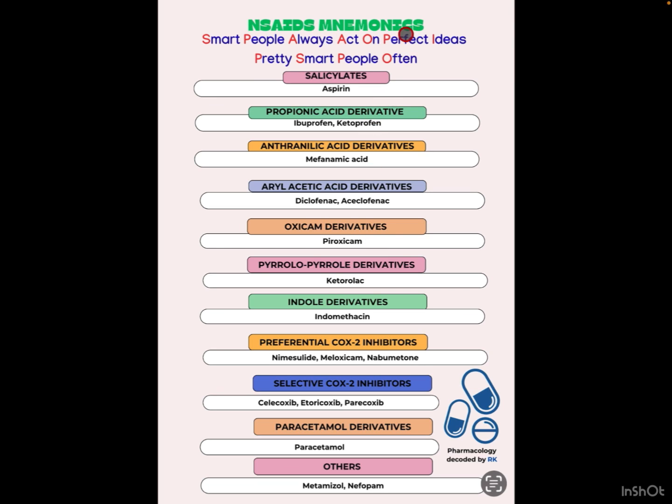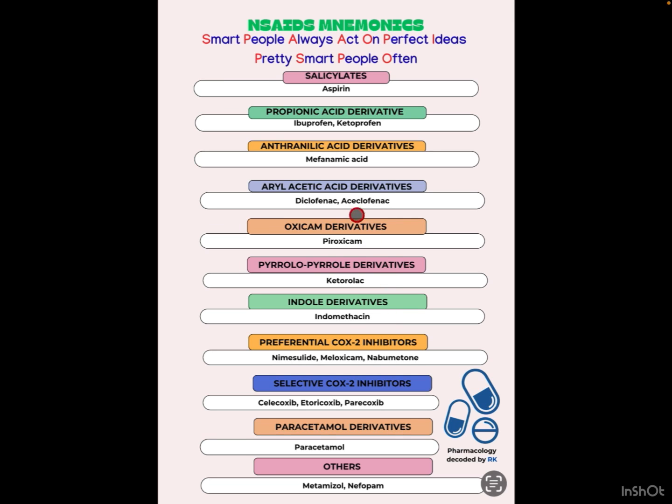The next letter is P, which represents pyrrolopyrrole derivatives. Example, ketorolac. This one is very potent and often used for short-term management of severe pain, especially post-operative pain. The next letter is I, for indole derivatives. Example, indomethacin. This drug is strong and often used in conditions like gout and patent ductus arteriosus in neonates.